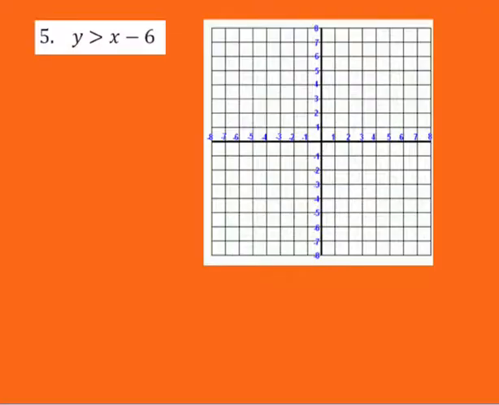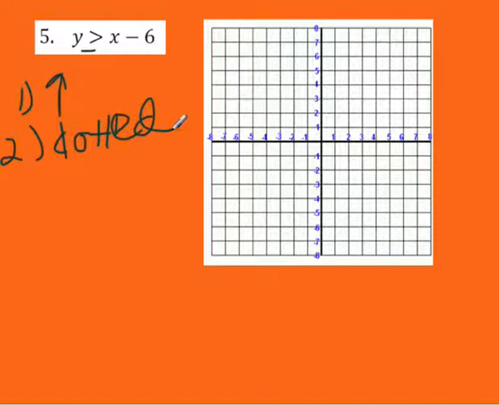Let's take a look at number 5. So for number 5, we want to graph this. So let's first decide where we want to shade. Well, it's opening towards the y, so we're going to shade up. And then it doesn't have a line underneath. Well, it does because I just drew one, but it didn't originally. So it's going to be a dotted line.